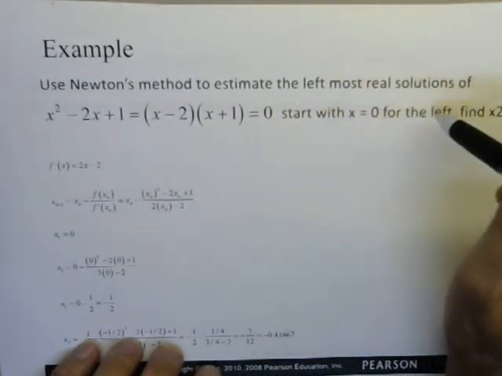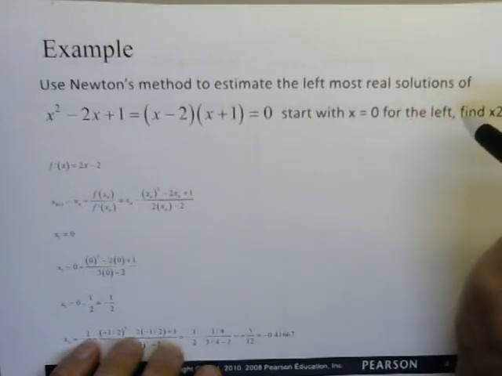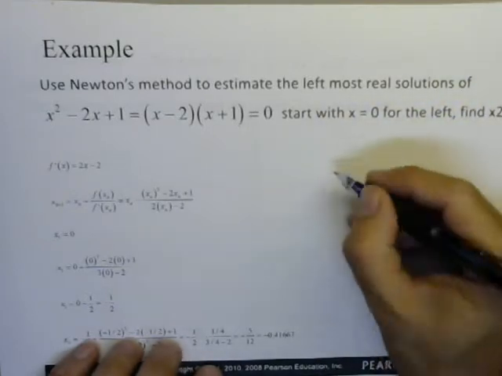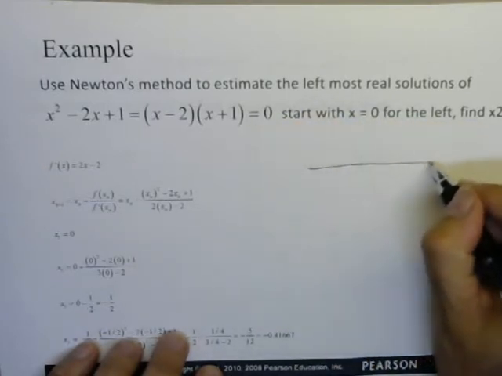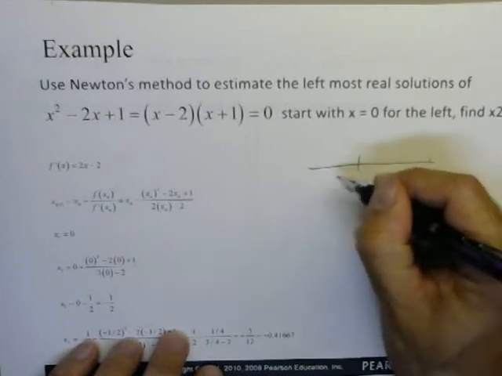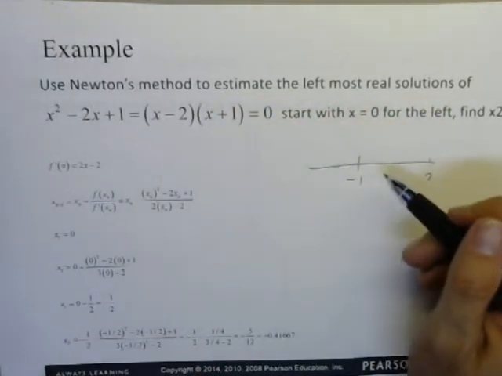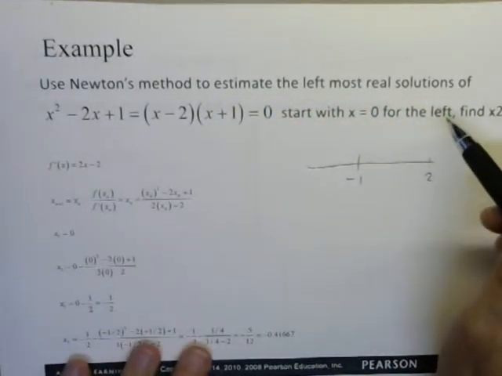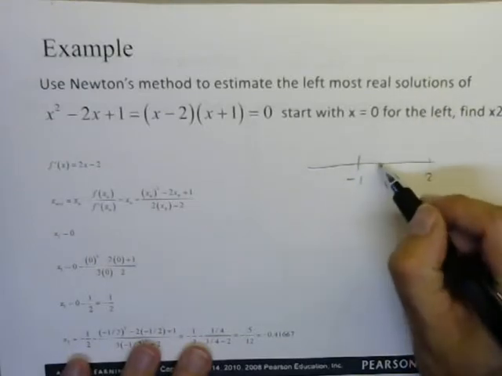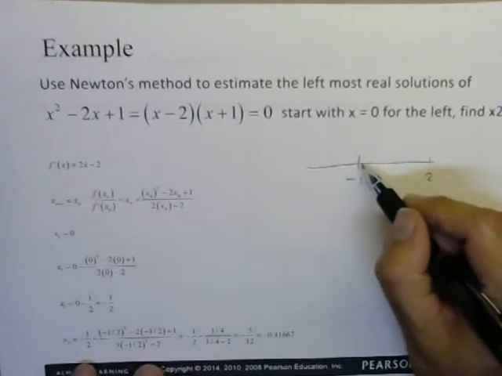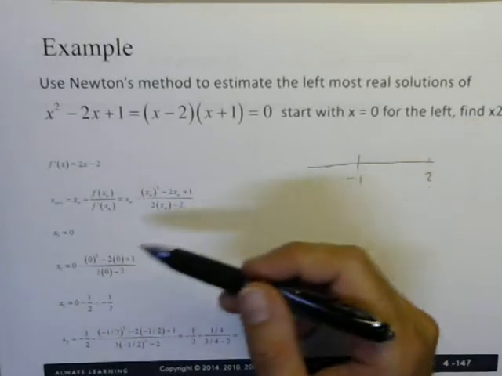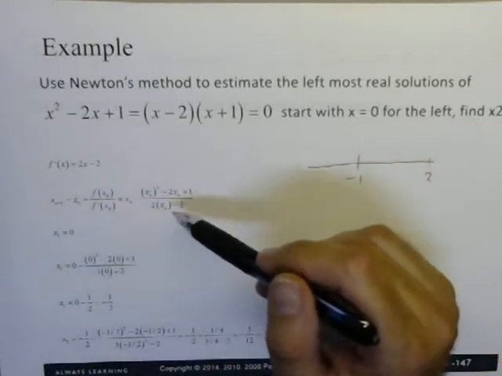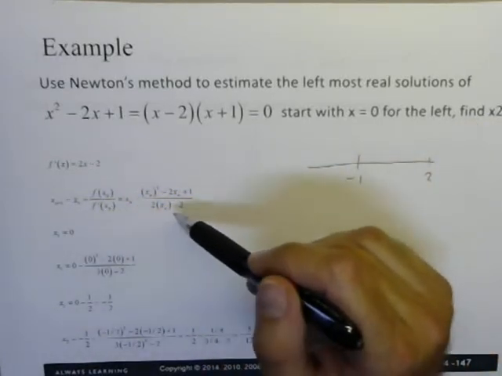So we want to start with x is equal to 0, and we want to look at the left root. So we've got 0, 2 is over here, negative 1 is over here. 2 is one of our roots, negative 1 is the other root. And we want to do this for the left, so we're starting out here at x equal to 0, and we're trying to find this one. So the idea is hopefully this will get closer and closer to negative 1, and again, we only want to find x sub 2.